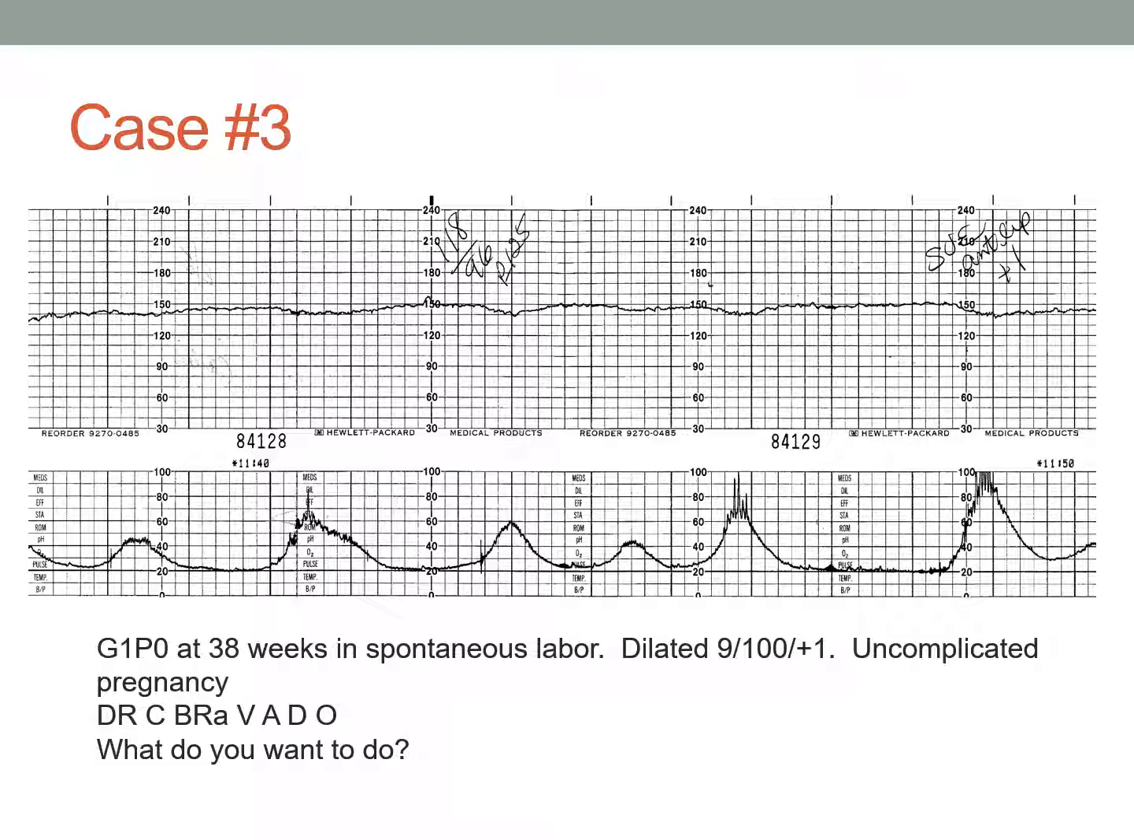Contraction pattern. Now, how many contractions do we have here? 1, 2, 3, 4, 5, 6 contractions. So technically, this is tachysystole. If this is normal labor, you're probably not going to do much about that uterine environment as long as you're approaching delivery, which it looks like we are at 9, 100, and +1.